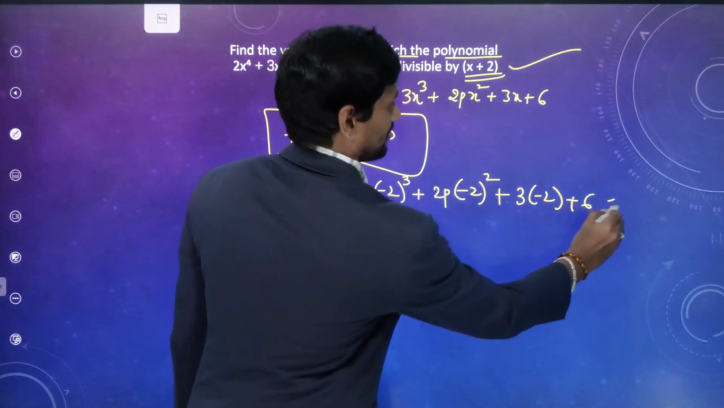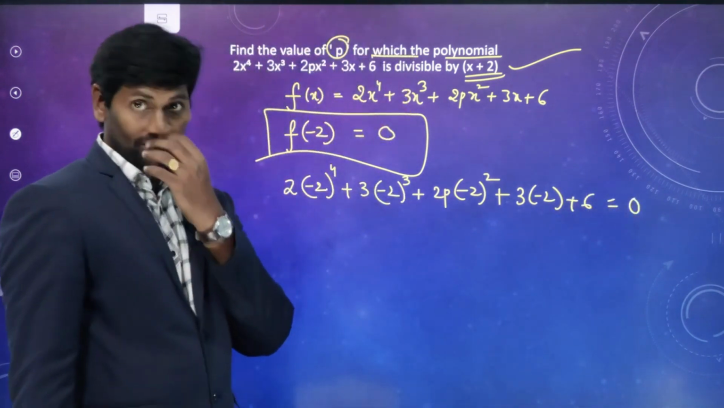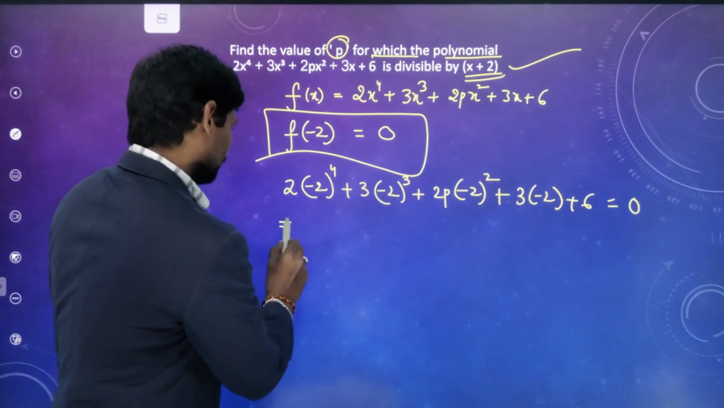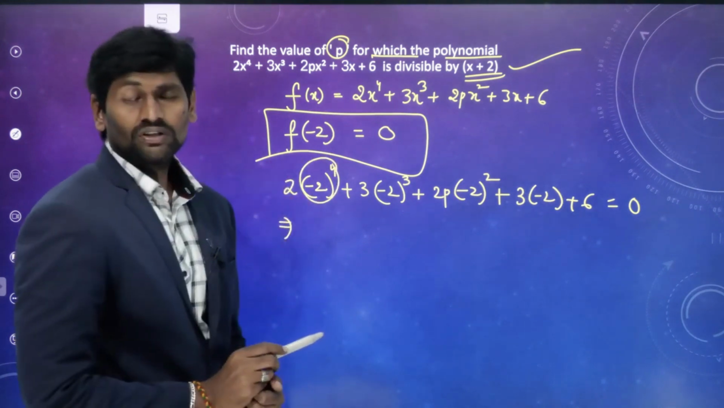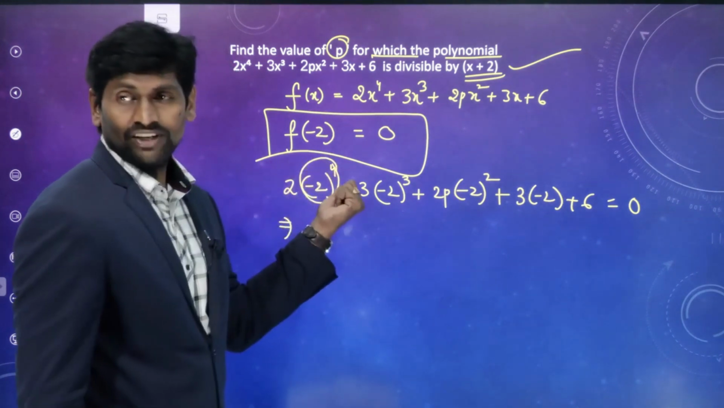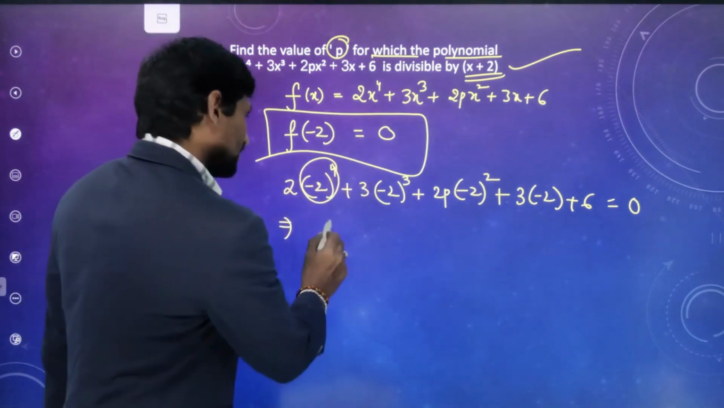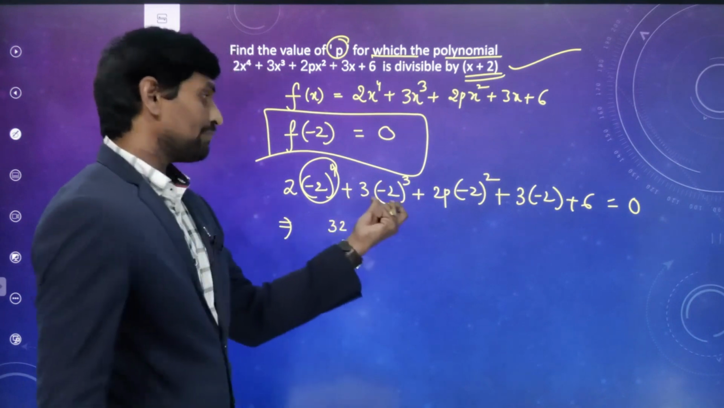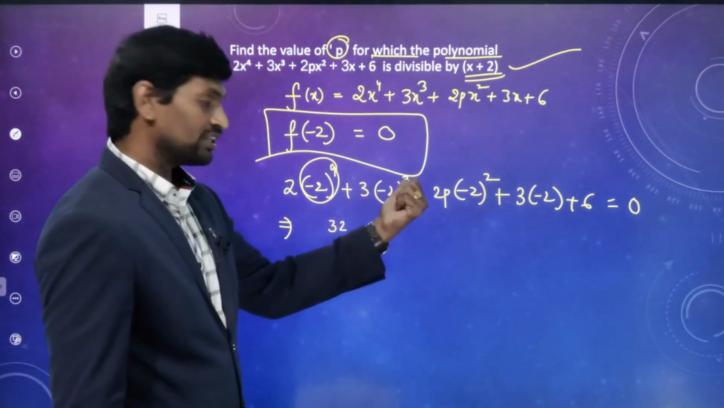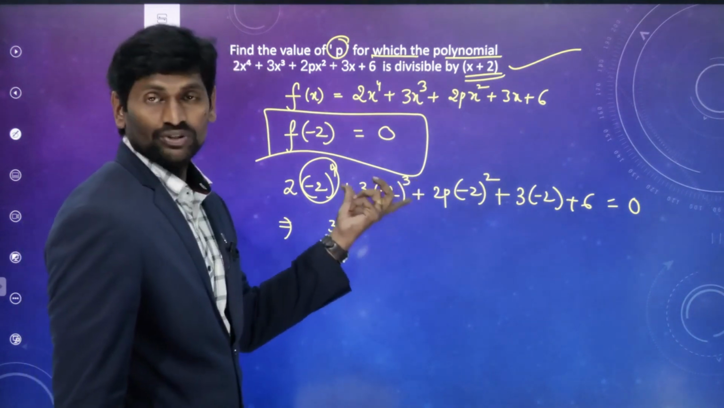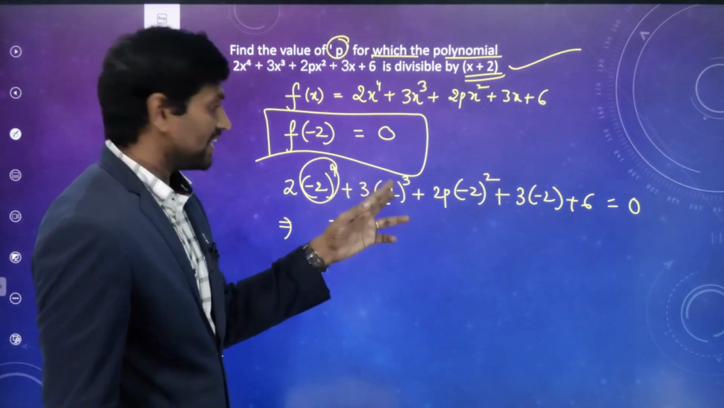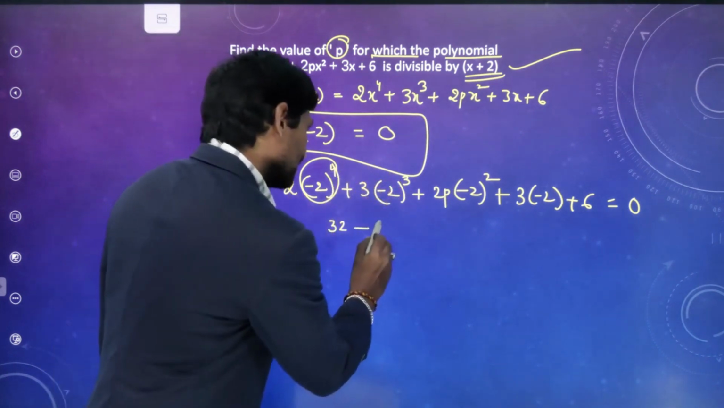Simplify this, equals to 0. 2 into minus 2 power 4. Power is even number, so minus becomes positive. So 2 power 4 is 16, 16 into 2 is 32. Now here minus 2 whole cube, negative term: minus 2 into minus 2 into minus 2, 3 times, minus 8. Minus 8 into 3 is minus 24.